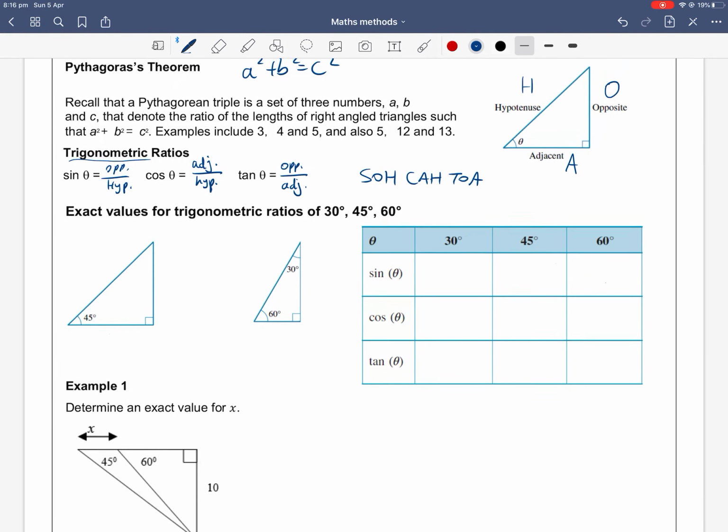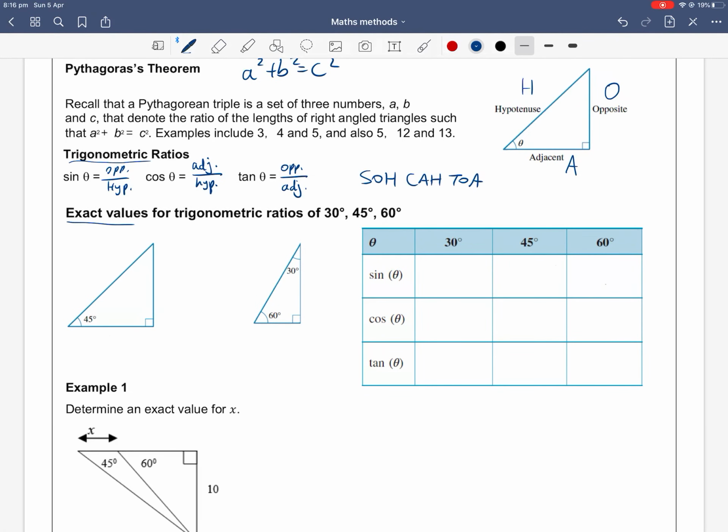And then in year 10, we started looking at exact values for special angles, 30 degrees, 45 degrees, and 60 degrees. There's different ways of memorizing them. One way is a triangle. So you have the 45 degree triangle, 1, 1, root 2, and then you have the 1, 2, root 3 with a 60 degrees and 30 degrees triangle.